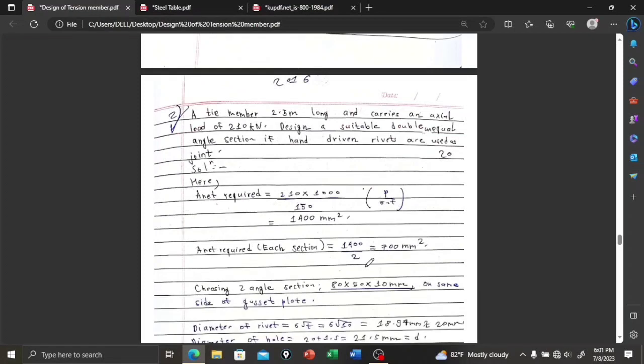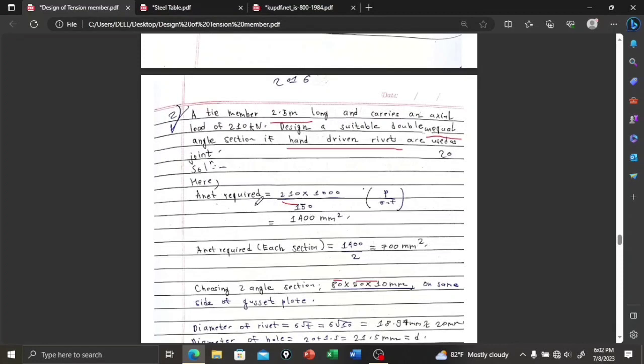So this is the question that was asked in 2016 of Purvanchal University. A tie member 2.5 meter long carries an axial load of 210 kilonewton. Design a suitable double unequal angle. Unequal angle means one leg is not equal to another leg, and we must use hand driven rivet.